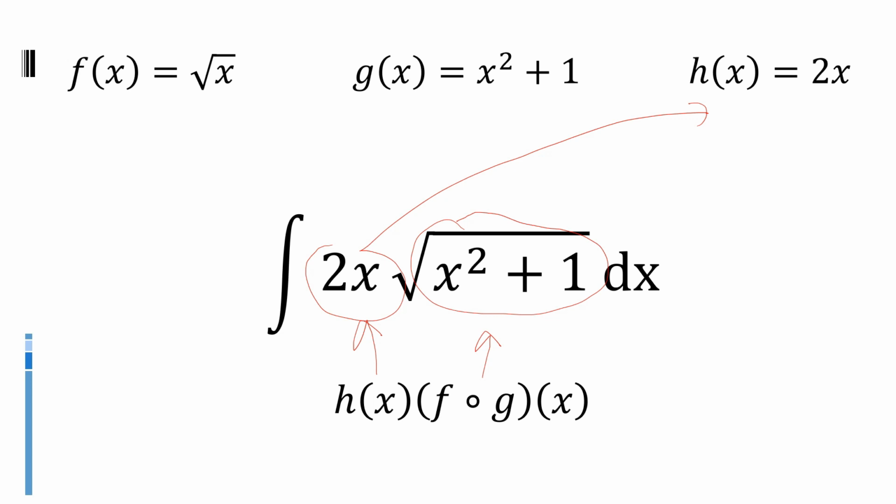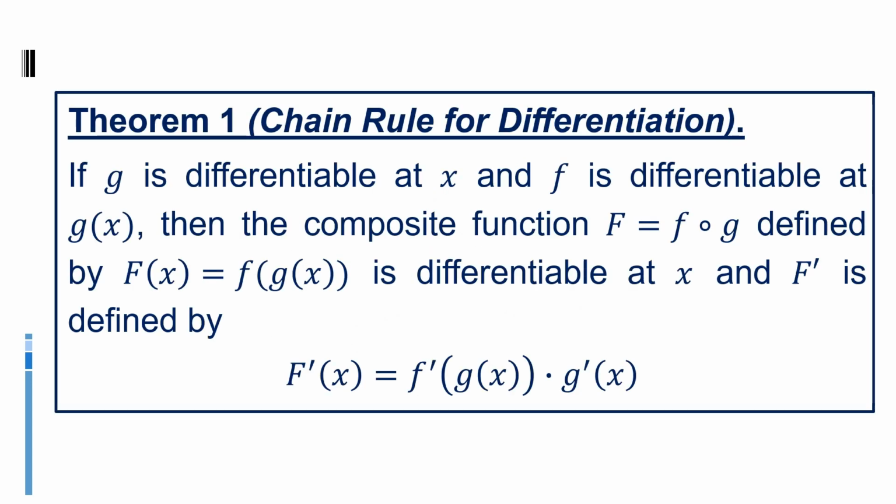This leads us to our first theorem, the chain rule for differentiation. It states that if g is differentiable at x and f is differentiable at g of x, then the composite function, capital F, is equal to f circle g, defined by capital F of x equals f of g of x, is differentiable at x, and capital F prime is defined by capital F prime of x is equal to f prime of g of x times g prime of x.